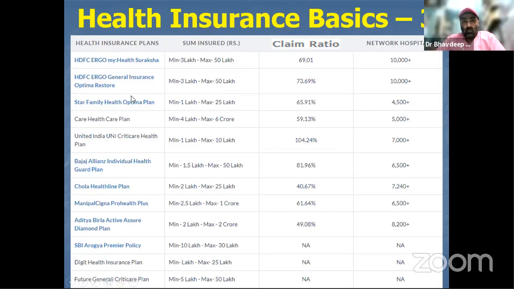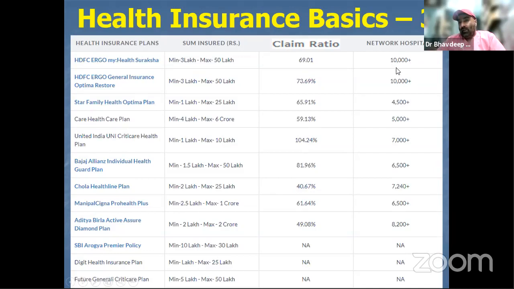So the claim ratio, this is the Star Family Health Insurance, 65%. Care Health, which was earlier Religare. Then United India, Bajaj Allianz, Chola Health, Manipal Cigna, Aditya Birla. Once you go through these slides again, you can freeze your presentation at this point and check out for this.